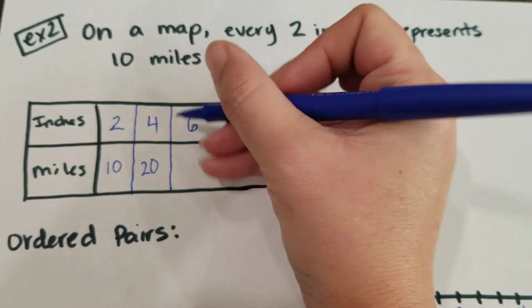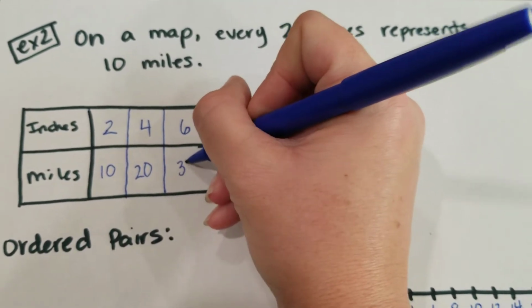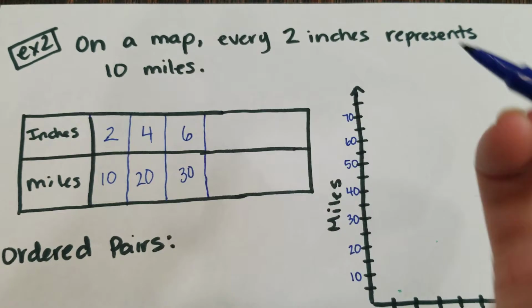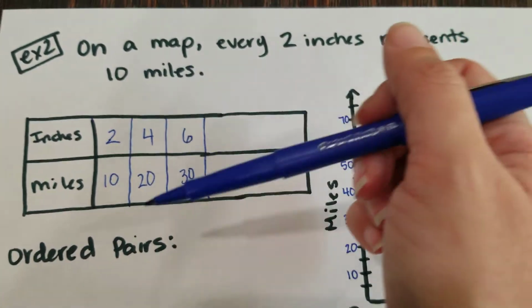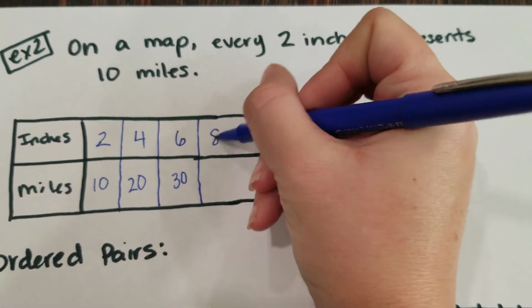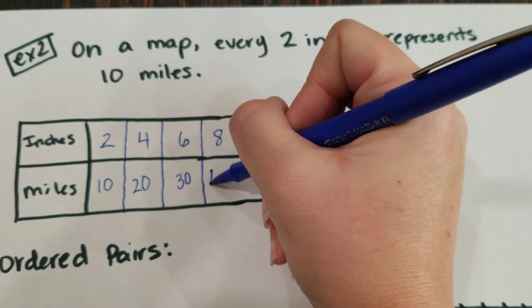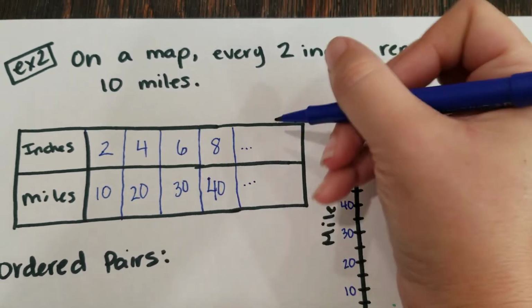6 inches would be, I'm going to add 10 more, would be 30, right? If these are going up by 2s, I'm adding 2 more inches, then that means I'm going to add 10 more miles, add 10 more miles, right? I'm going to do one more, 8, and then 10 more would be 40. All right, I think, there we go.